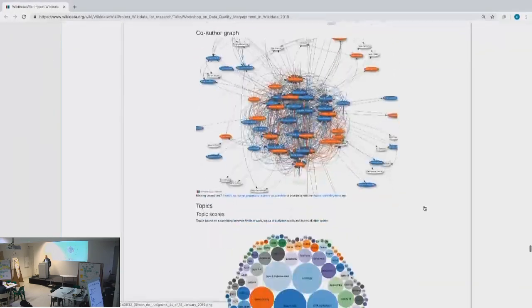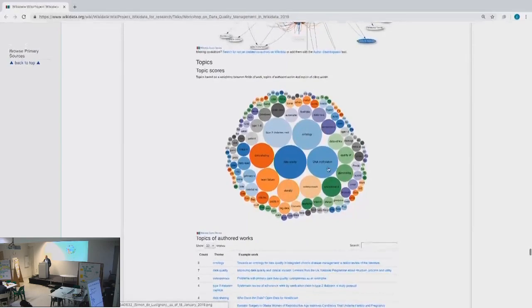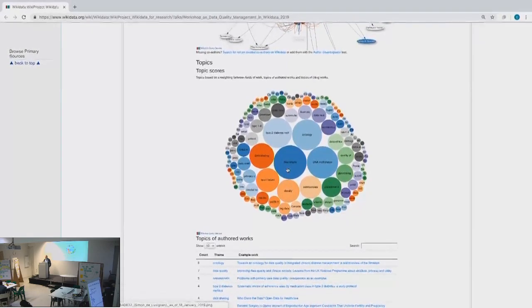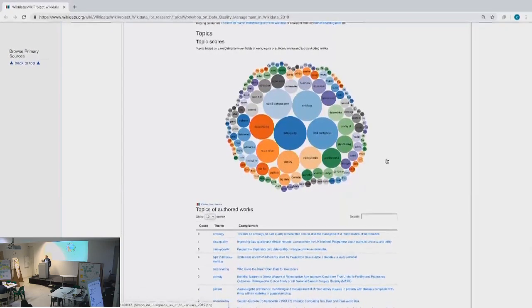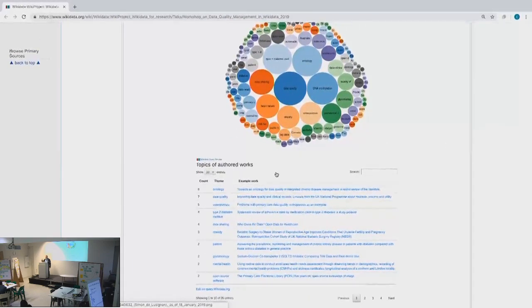Then we see they don't just publish on data quality, they publish on other stuff as well, DNA methylation. Actually, it's a nice jumping between data-related topics and medical topics. So this researcher is really working at the interface between data science and medicine. So first one is ontology, next one data quality, then osteoporosis, and type 2 diabetes mellitus. So this, yeah, medical data science, basically.